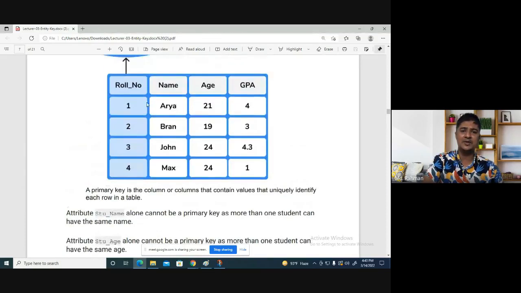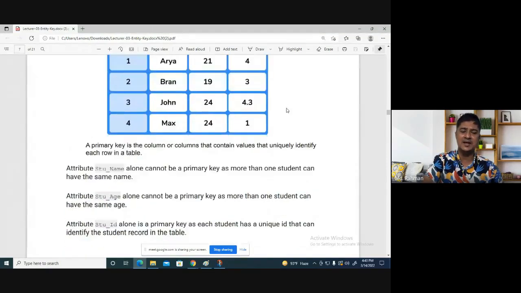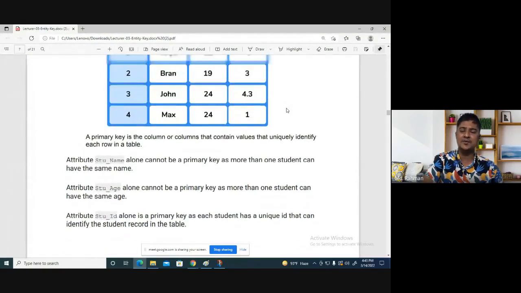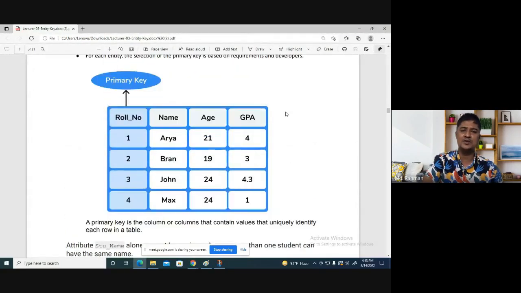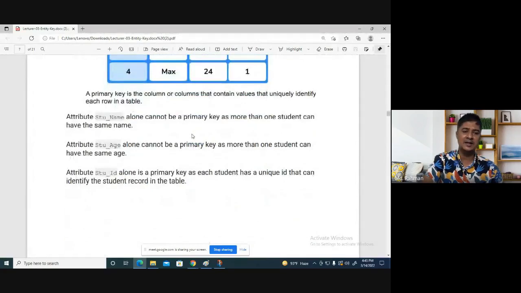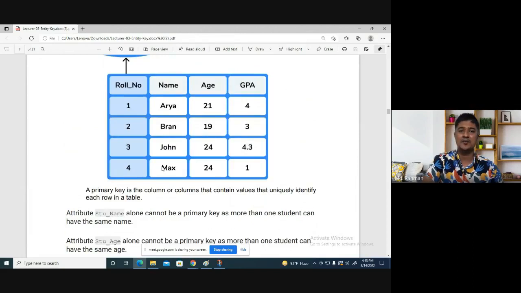Student name: obviously, name and age are attributes, right? Alone it cannot be a primary key, as more than one student can have the same name. The other thing is that student ID is a primary key because each student has a unique ID that identifies the student record in a table. So that's why this is the primary key.